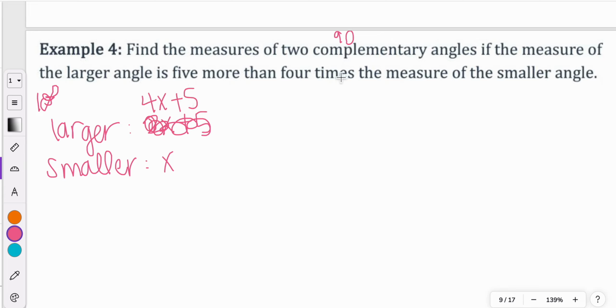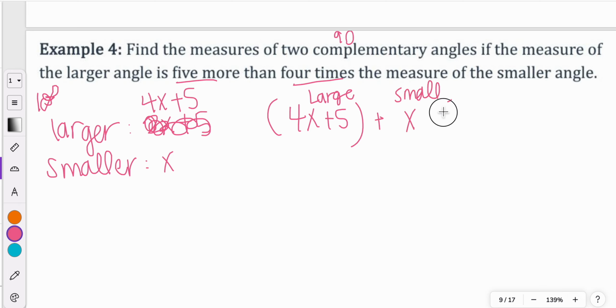Didn't read that carefully. 4 times, so 4 times x plus 5. Okay, we know that those are my two expressions representing that. So now we're going to put them together. So 4x plus 5, that's my large, plus my smaller, x is equal to 90 degrees.